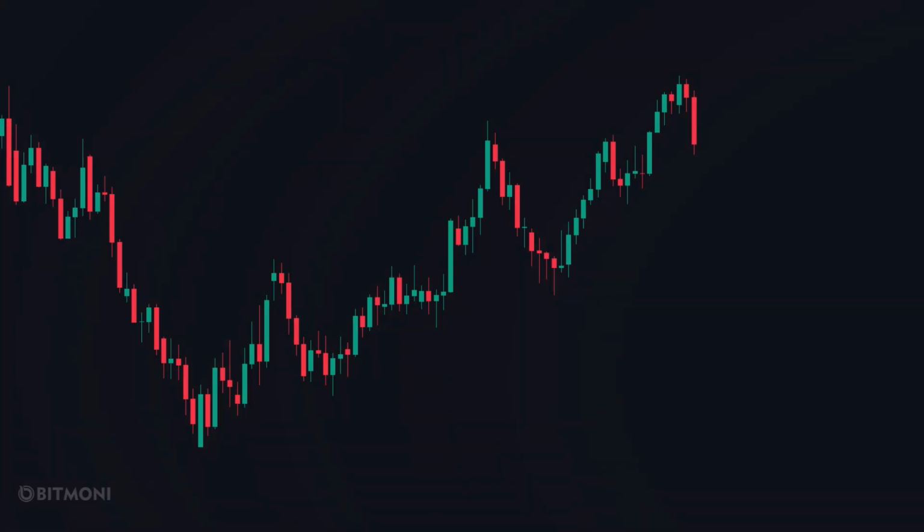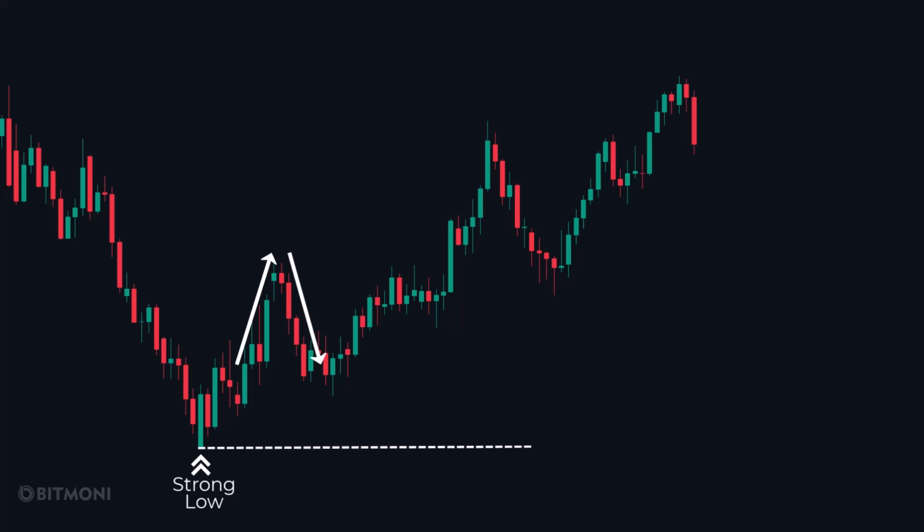As you can see, price is trending upward, creating a series of higher highs and higher lows. We start by identifying the lowest point on the chart as our initial strong low. Price then moves up and pulls back, but doesn't break below that strong low. The high it formed before the pullback is considered weak.